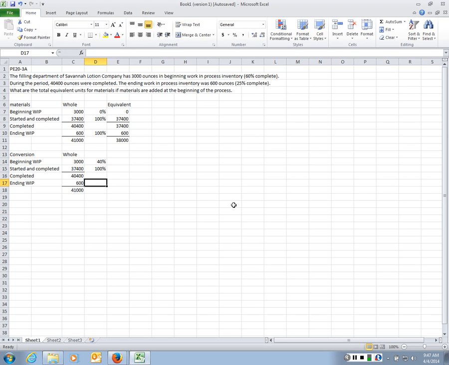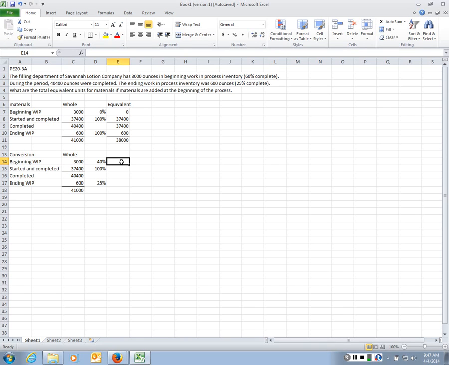The 600 ounces in the reading up above said that they were 25% complete. In order to think about this, once again, these were started this month, but we were not able to finish them. And so those 600 units or 25% complete, how much of their conversion costs do they have? So they have 25%. Then you just do the math.